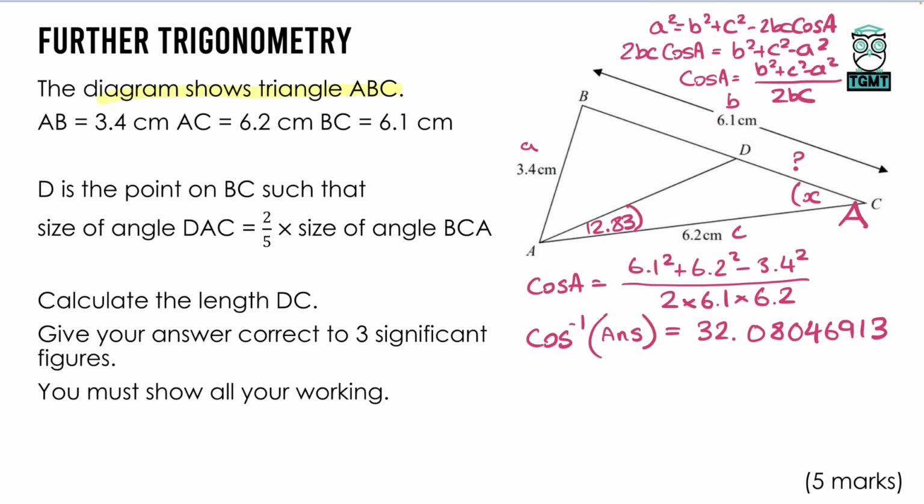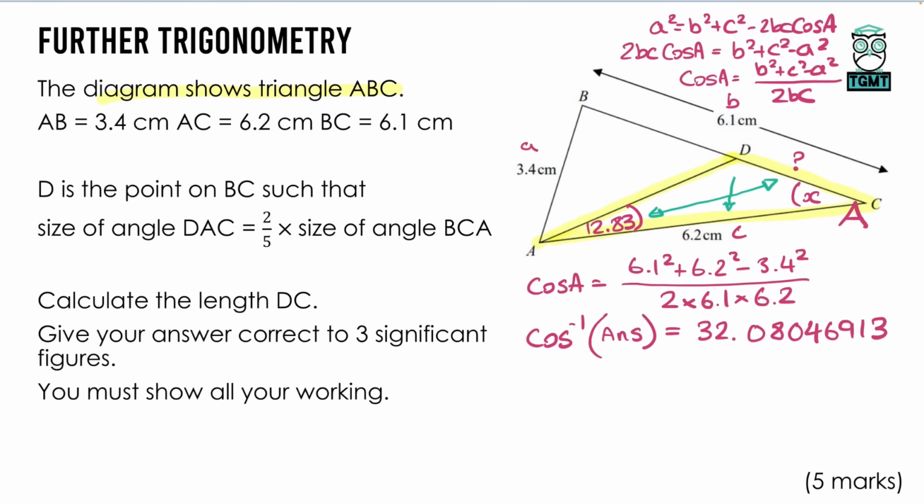And now we're kind of able to look at this smaller triangle on the inside. Now, to find the length of DC, I would ideally use the sine rule, because I do have this pair of opposites. And the pair of opposites that we are looking at here, we have the side now opposite this 12.83, and we have another angle which we can find opposite this 6.2.